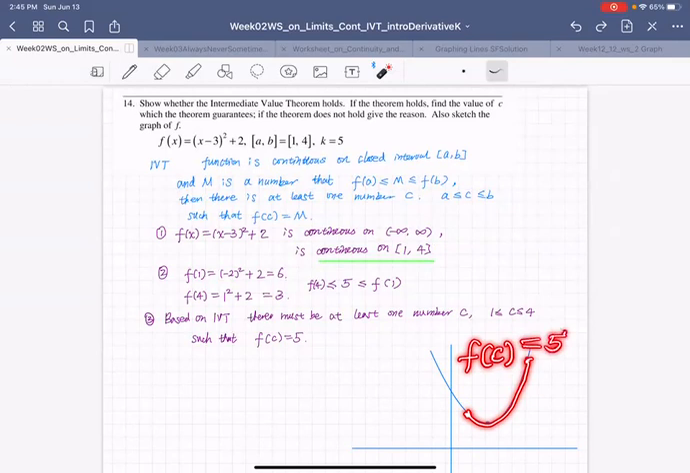Without graphing, can you guarantee that you have at least 1 point c which makes your f(c) equal to 5?